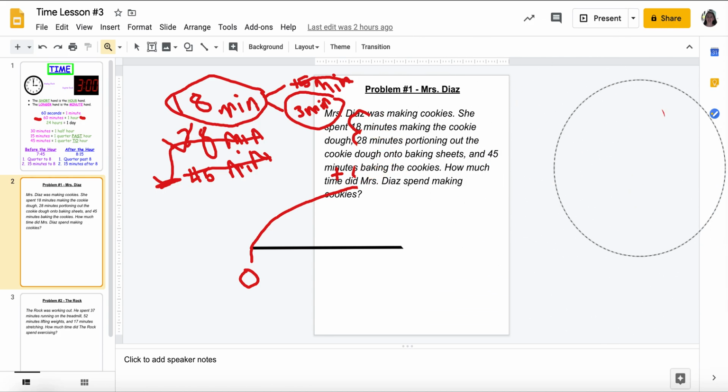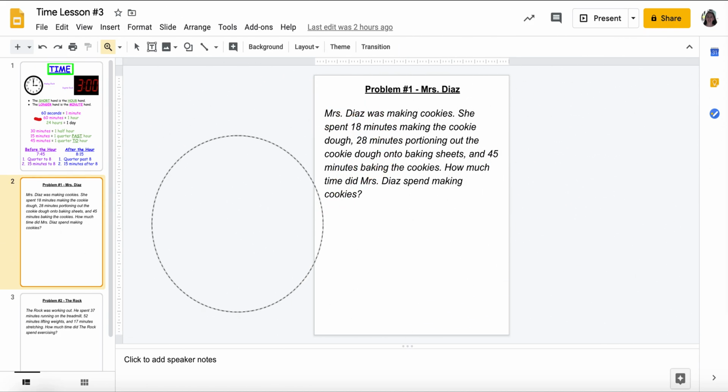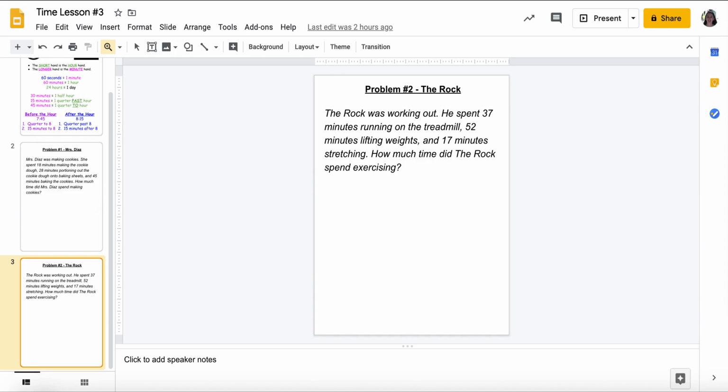Erase this beautiful work. Erase, erase, erase. All right. So let me go to my next problem real quick. It's about the Rock. So it says the Rock was working out. He spent 37 minutes running on the treadmill, 52 minutes lifting weights, and 17 minutes stretching. How much time did the Rock spend exercising? So let's make my open number line.